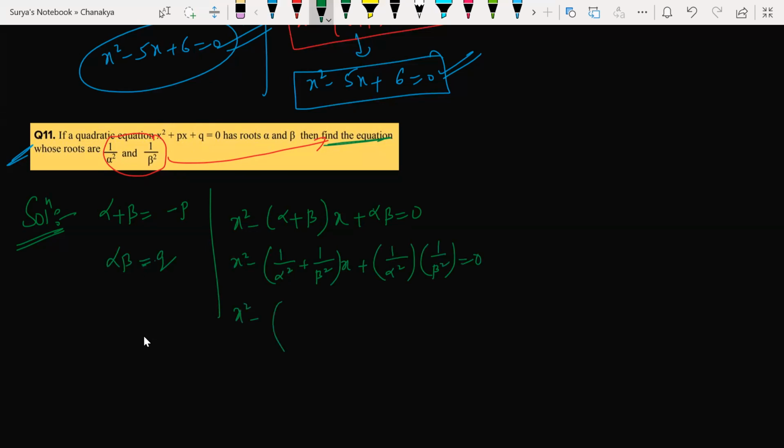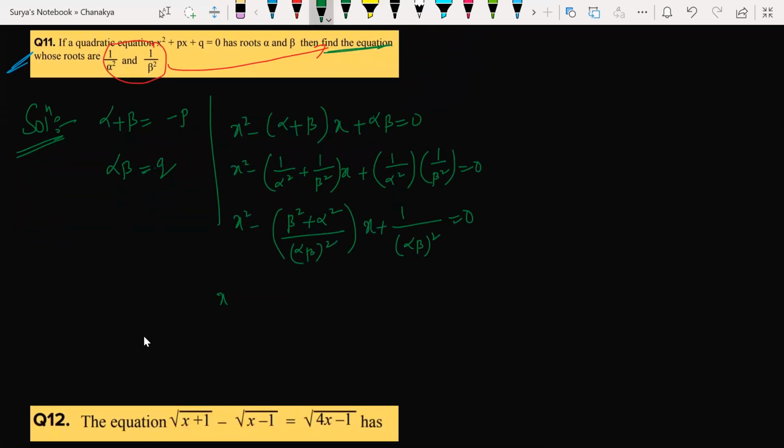So x square minus, cross multiplication, (beta square plus alpha square) divided by (alpha beta) whole square, into x plus 1 by (alpha beta) whole square is equal to 0. Can I write, guys? Yes or no? Yes. Now look at this, x square minus (alpha square plus beta square). The a square plus b square formula is what? (a plus b) whole square minus 2 times ab. Isn't it, guys? Yes or no?